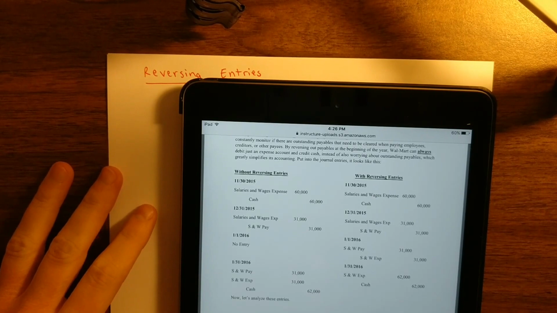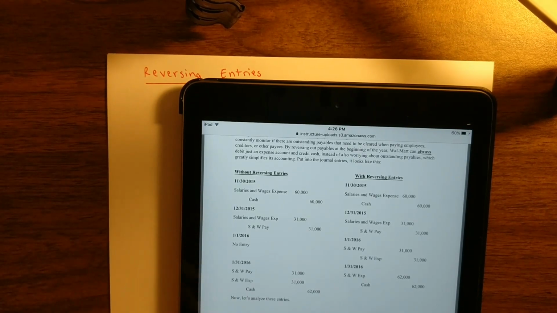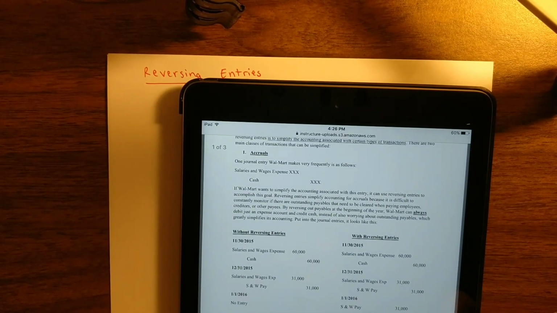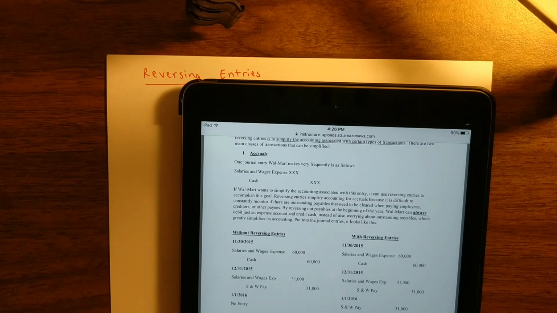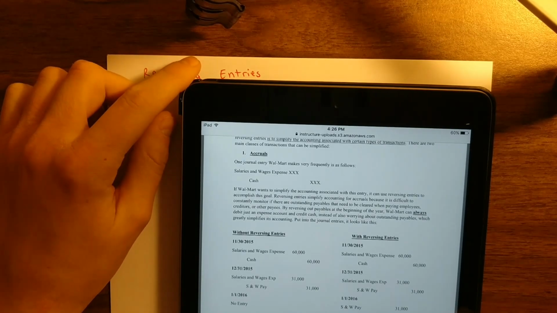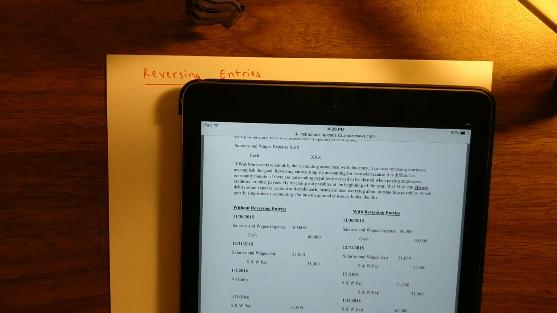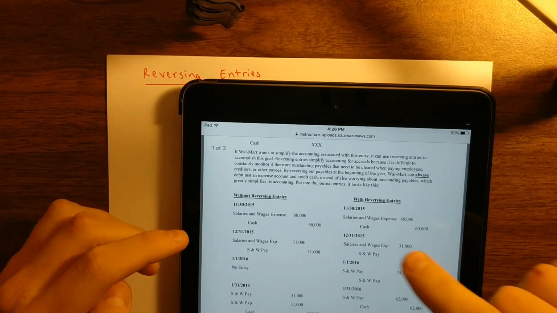Today I'm going to walk through this reversing entries document that I made, because I think some people have questions about what's going on, and this is one of the harder topics from the first few chapters. So I thought I would make a quick video and explain what's going on with the salaries and wages example.